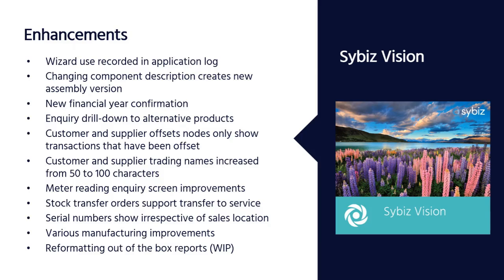And yeah, one thing, if you are looking at the offsets node in customers and suppliers, we are now only showing those items that have been offset, not those that haven't been offset. So if you have been using that screen previously to have a look at what hasn't been offset, then just draw your attention to the financial tab or the financial node within customers and suppliers, where you'll be able to see the outstanding items there.